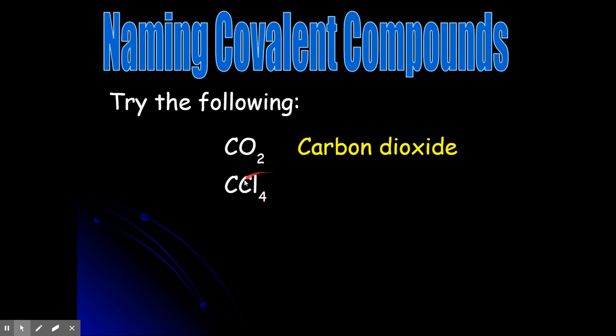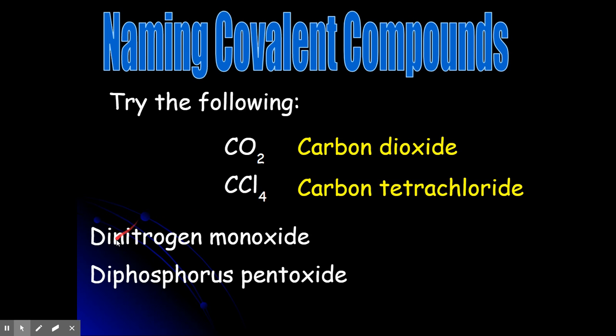Okay, so we come down to the second one. The first element is carbon, but there's 1 of them, so we don't call it monocarbon. We just go carbon. And then we need the prefix for 4. The prefix for 4 is tetra. And then chlorine becomes chloride. So this is carbon tetrachloride. So that's taking the formula and getting the name. Now we'll take the name and get the formula.